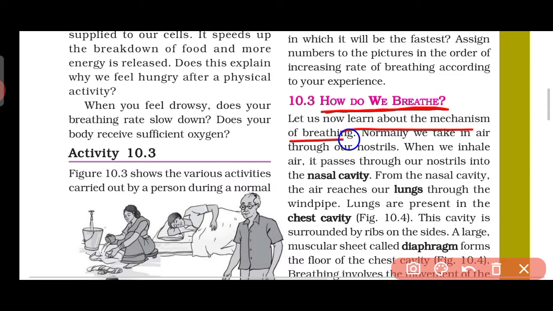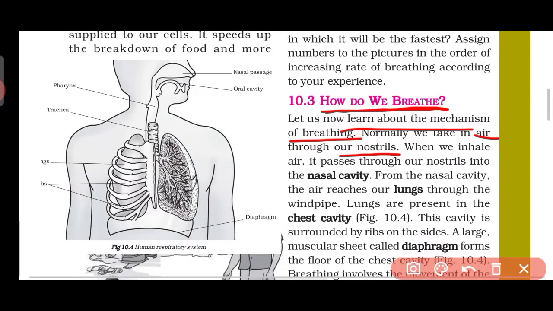We know that first of all we take in air through our nostrils. Right now, touch your nose and you will feel that there are two holes in your nose, which are actually called nostrils. So we have a left nostril and a right nostril. There are two nostrils.